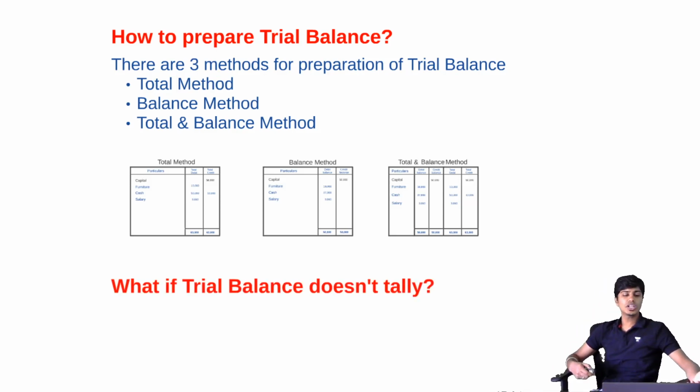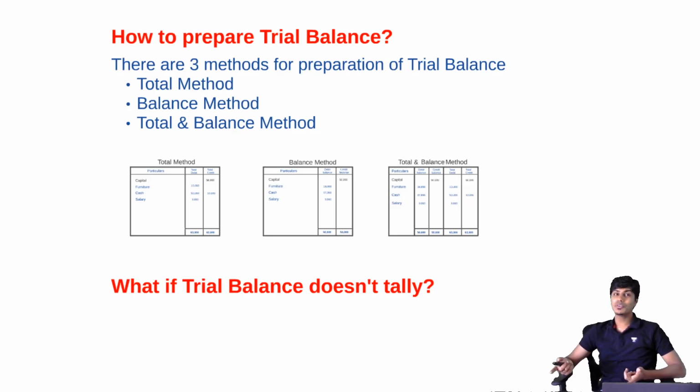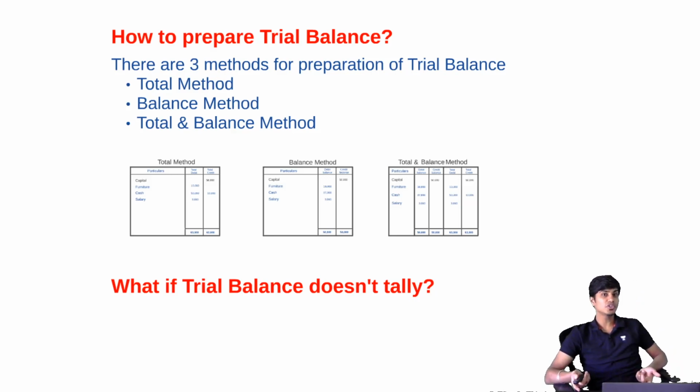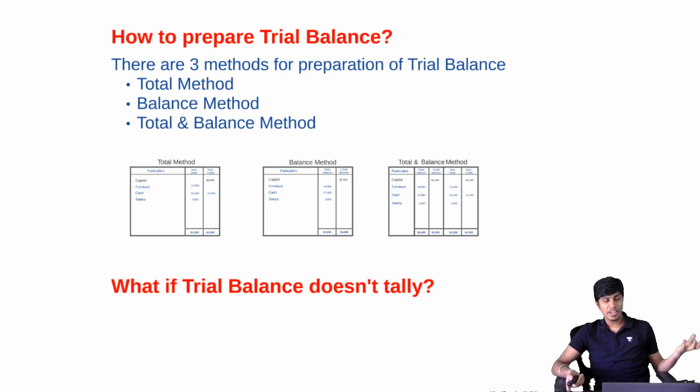In the next part, what if the trial balance doesn't tally? You can't wait to identify the error, no? Because if you wait to identify the error, your trial balance is not closed. If the trial balance is not closed, your final accounts are not prepared. Then if final accounts are not prepared, what will you give to directors or what will I give to users of financial statements? So the decision will get delayed.